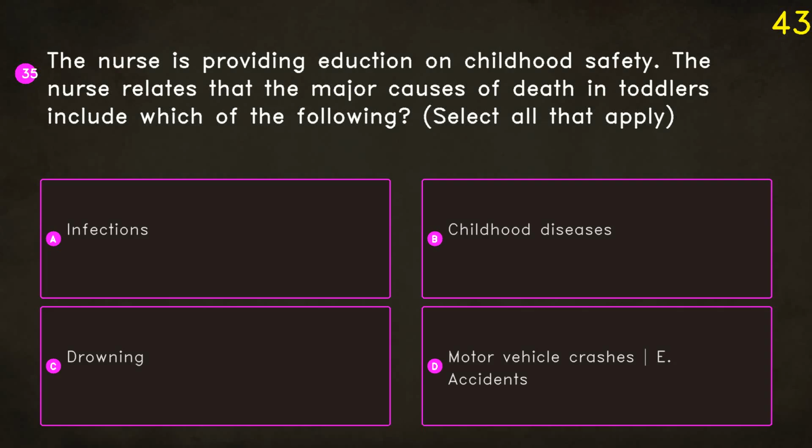Question 35. The nurse is providing education on childhood safety. The nurse relates that the major causes of death in toddlers include which of the following? Select all that apply. A. Infections. B. Childhood diseases. C. Drowning. D. Motor vehicle crashes. E. Accidents.